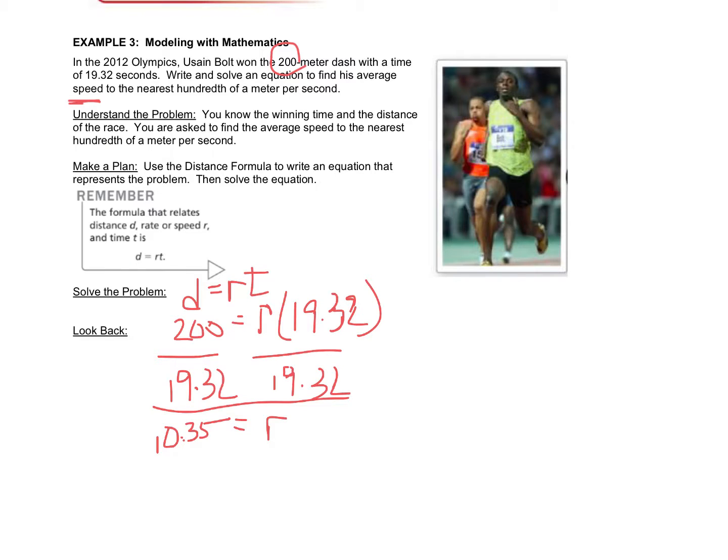10.35. Now remember, they were asking us to round to the nearest hundredths. So we do need to make sure that we are rounding to the nearest hundredths, which means we sometimes have to go out to the thousandths, one more place, to see if it was a 5 or higher. So the answer here is the speed. R is our speed. He was running 10.35 meters per second. And it's always important when you're doing any kind of a word problem to make sure that you have your label to show that you know exactly what we're talking about in this context.